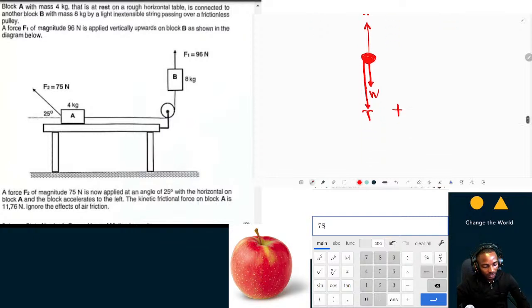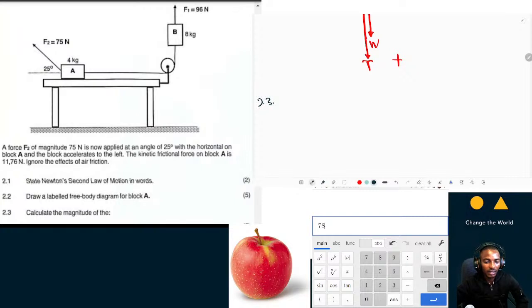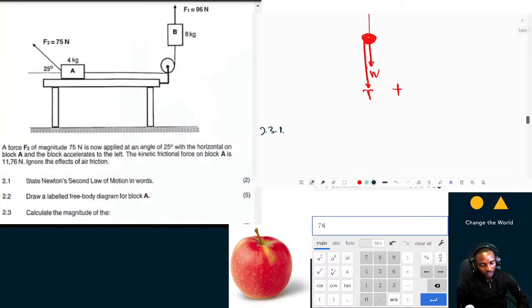Okay, then let's try now to answer the next question. 2.3. We need to calculate the magnitude of the acceleration of block A. But block A and block B will have the same acceleration, because this is one system. Okay, so now we're going to solve this question simultaneously. We're going to have two equations, and we're going to solve those two equations simultaneously. So let's start with this one.